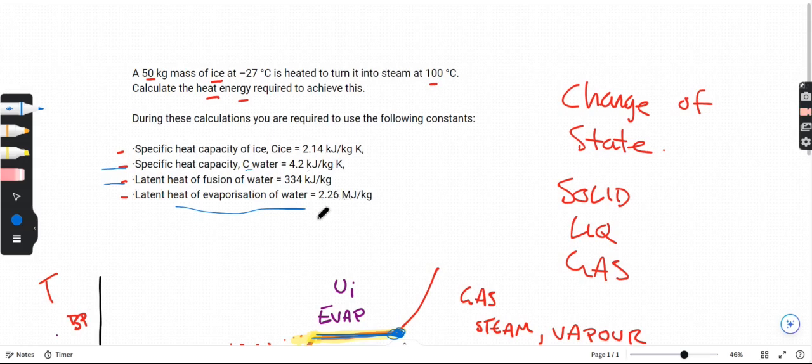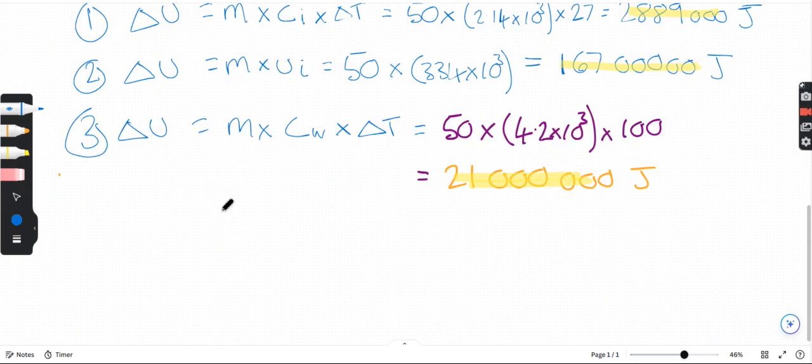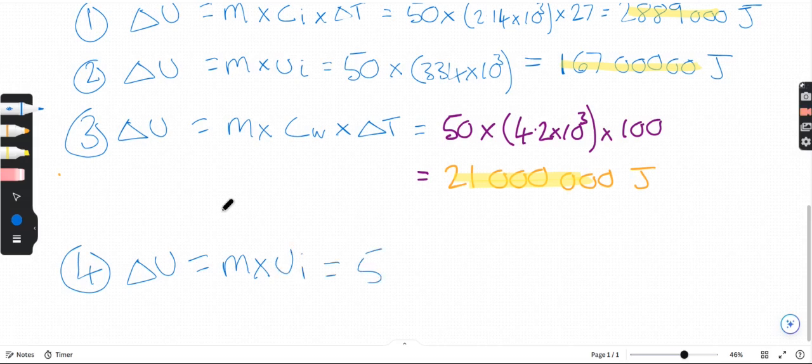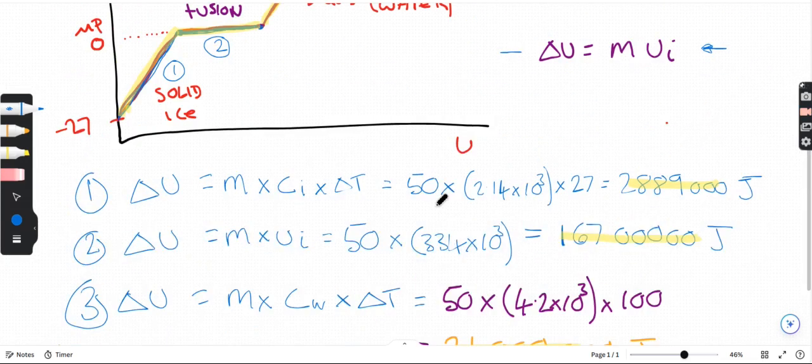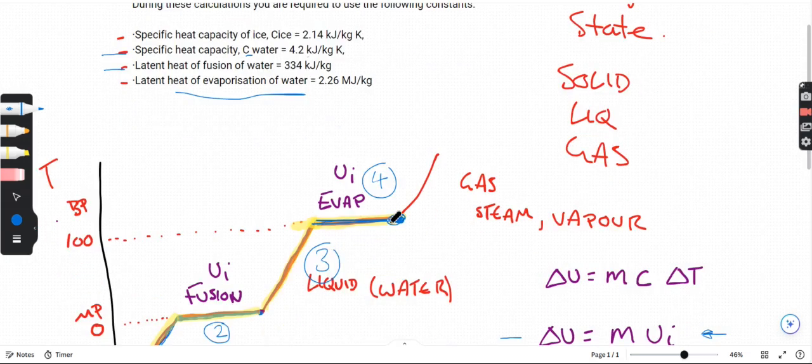2.26 mega, which is quite a lot. There's a formula: M times L. So stage 4, to turn it all into a gas, we're going to go number 4 down here. The change in energy is going to be M times L. The mass doesn't change, it's still 50. The latent heat of evaporation is 2.26 mega, because we're going to go all the way along that bit there. Turn it into steam, fully steam, no water left, it's all evaporated.